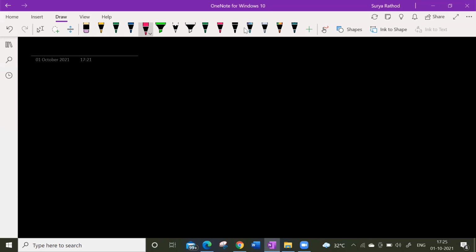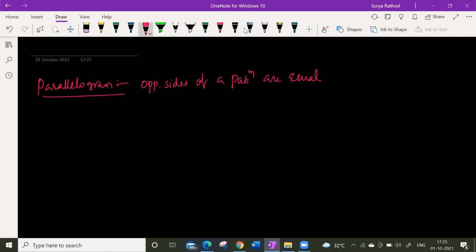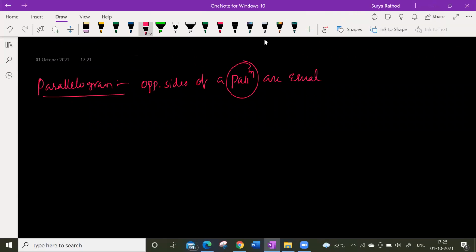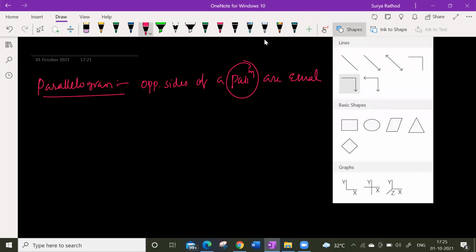And what is the property we have learned? In parallelogram, what I said, opposite sides of a parallelogram. Guys, I'm writing in a short way. You please fill it. You write fully. I'm writing in a short way, you have to write fully. Opposite sides of a parallelogram are equal. So look at this now.